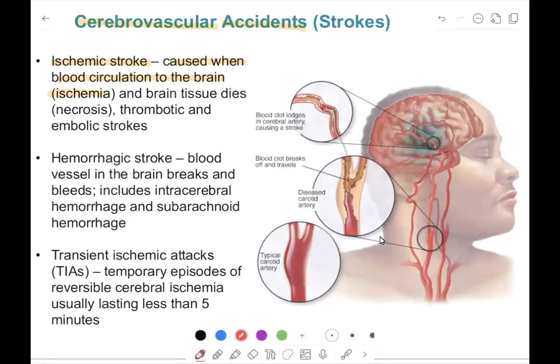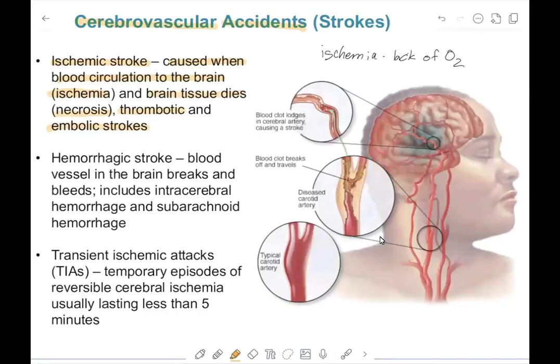So the word ischemia itself means lack of oxygen, specifically to a tissue. So in a heart attack, ischemia could happen to the myocardial tissue as well. So in the case of an ischemic stroke, the brain tissue dies, and that's called necrosis. And a couple examples of this are thrombotic, where there's a blood clot, and embolic, where the clot travels.